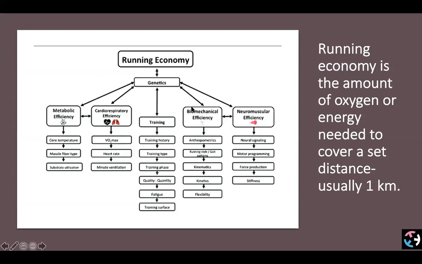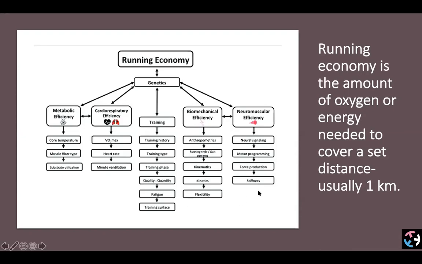So the specific things we'll talk about are biomechanical efficiency and neuromuscular efficiency, and potentially how we improve these. All of this underpins flexibility, so mobility, and then the neuromuscular efficiency. Some of the importance there is the stiffness, force production, and specifically the stiffness of the tendons.